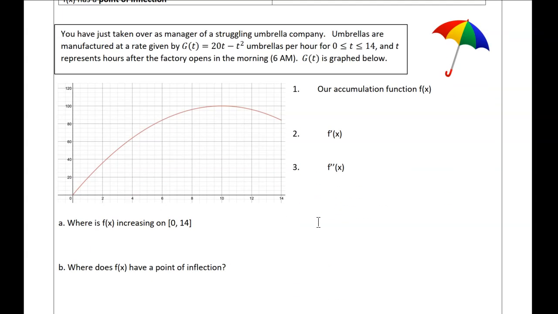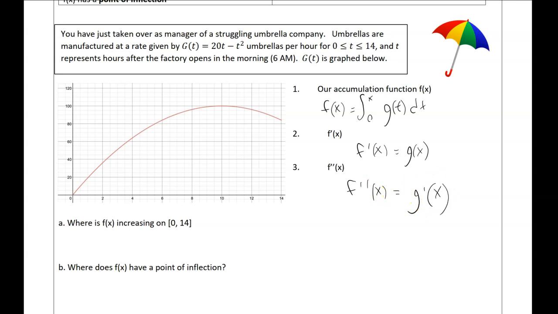So we're going to consider our accumulation function about our umbrella factory just as an example that is familiar to us. Recall our function from the last video was f of x is equal to the integral from 0 to x of g of t dt. Then we take the derivative of f of x, so f prime of x is equal to, well, just g of x, because our derivative and our integral kind of cancel out. And by that logic, f double prime of x would be equal to g prime of x.